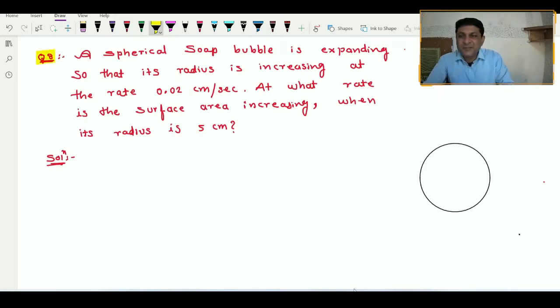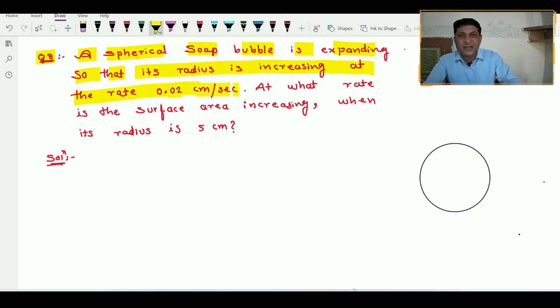Now see example number 8. A spherical soap bubble is expanding so that its radius is increasing at the rate of 0.02 centimeter per second. What is the first given condition here? That the radius is increasing, that is dr by dt. dr by dt means the radius is changing, either increasing or decreasing, but as it stands in our example, the radius is increasing at the rate 0.02 centimeter per second. This is the given condition.